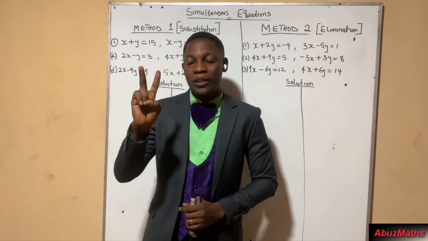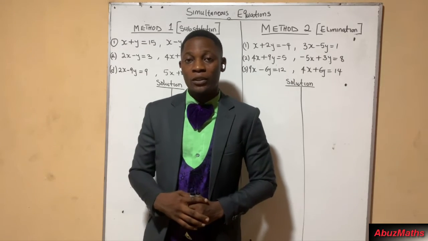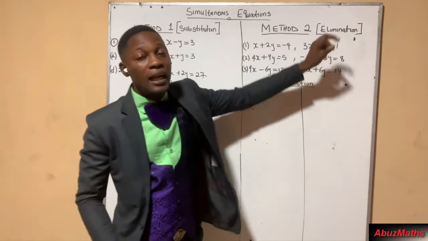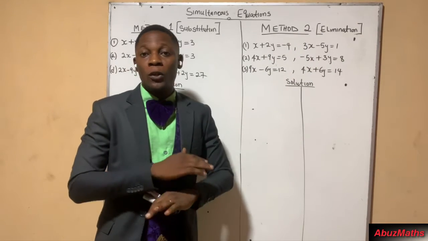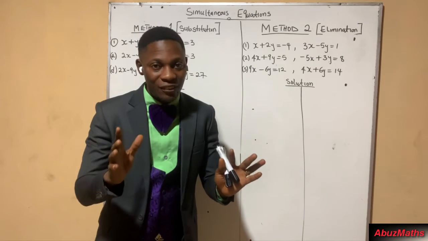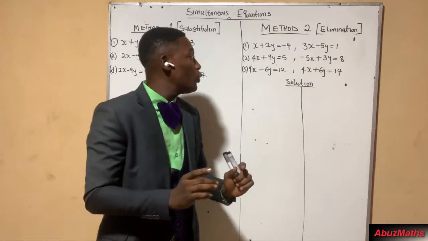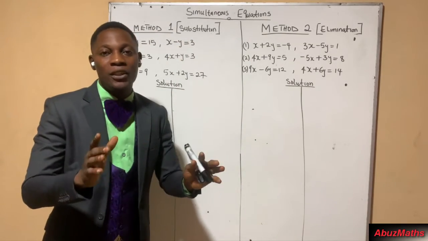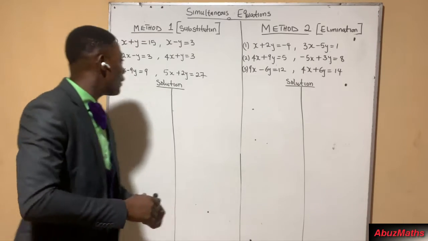Now, we have two methods that we can use to solve simultaneous equations. The two methods are the substitution method and the elimination method. These two methods can be used to solve simultaneous equations successfully. So in today's video, I'll be walking you through how to use either of these methods in solving any simultaneous equation. Are you ready? Alright, let's get into it.